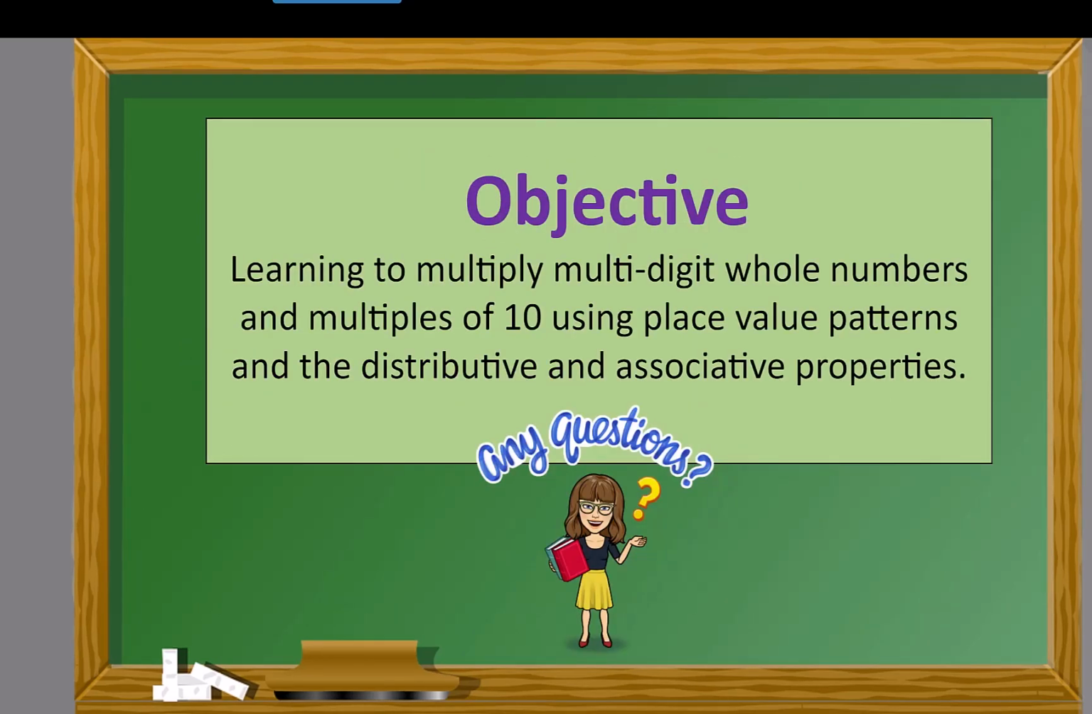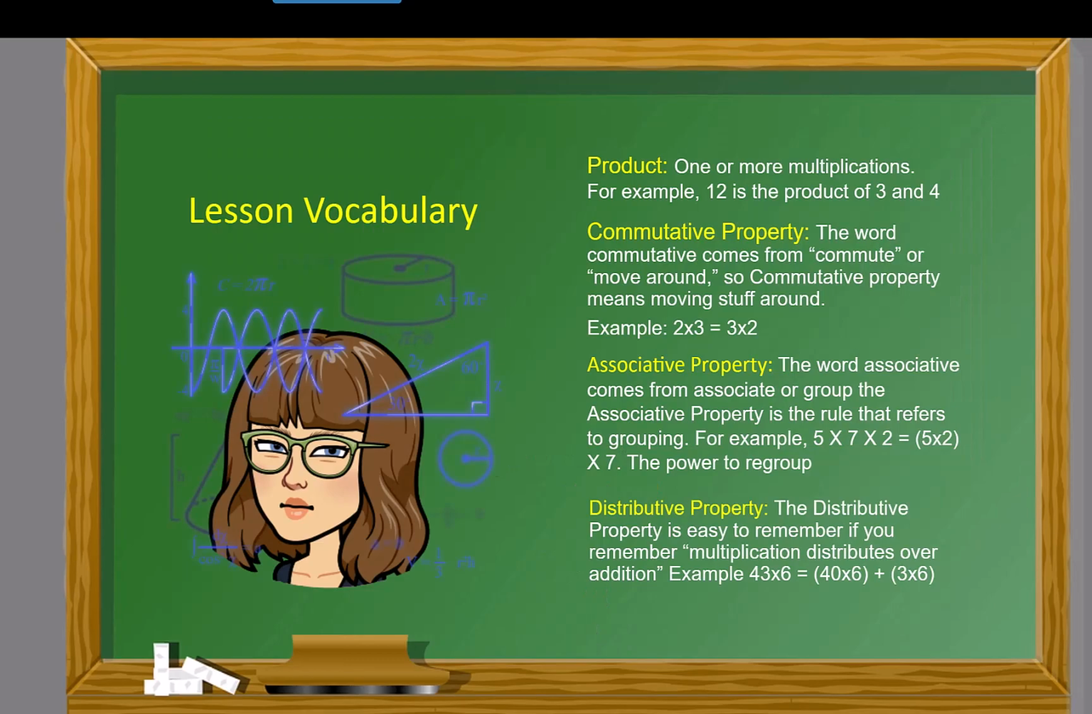First, let's review the objective. And the goal for your student at the end of this lesson and this unit is learning to multiply multi-digit whole numbers and multiples of 10 using place value patterns and the distributive and associative properties.